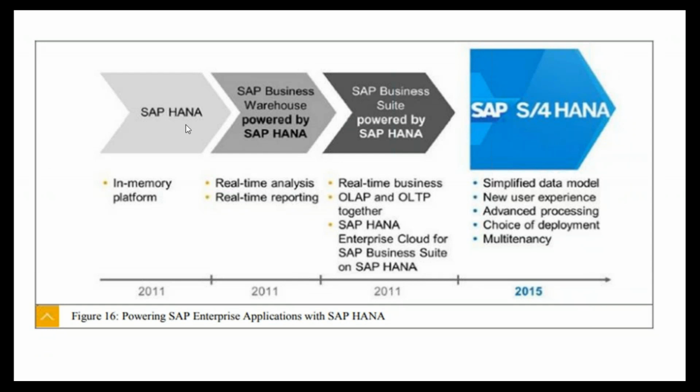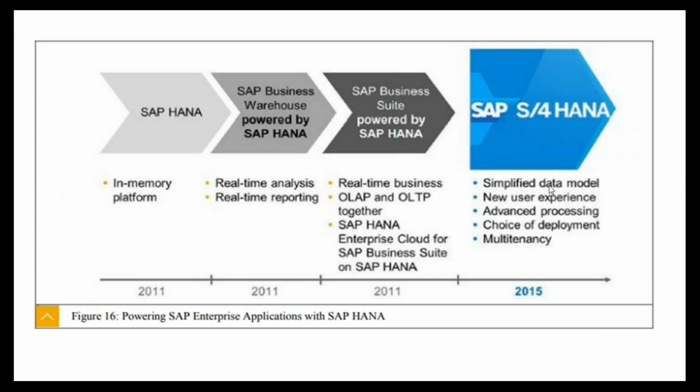Then they slowly introduced SAP Business Warehouse powered by SAP HANA. This all actually came into the market in 2012. Then Business Suite powered by SAP HANA, this was in 2014, guys. So this happened in 2014, and this happened in 2013 or something like that. So these numbers have not changed. It remained as 2011.